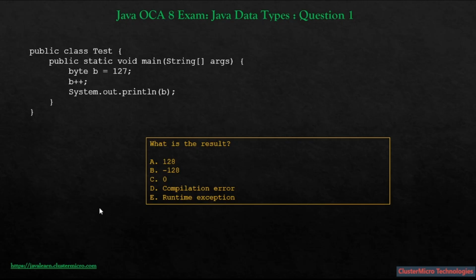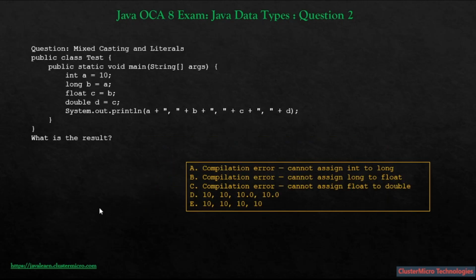Question number 2 is mixed casting and literals. int a = 10, then long b = a, then float c and double d. As you see, these are normal widening only, so it's all fine. It will compile, and when you do System.out.println, the first will be 10, then again 10, but float is 10.0, and double is 10.0. So it will print 10, 10, 10.0, 10.0. So the answer will be D.